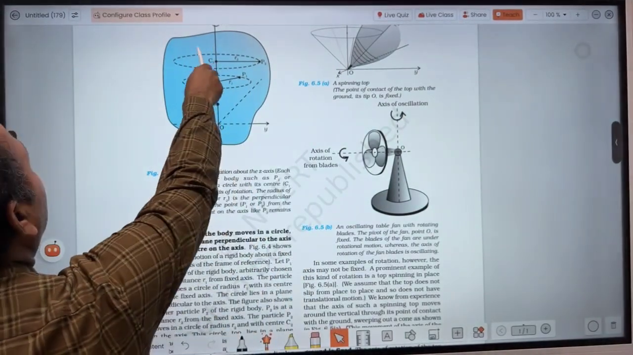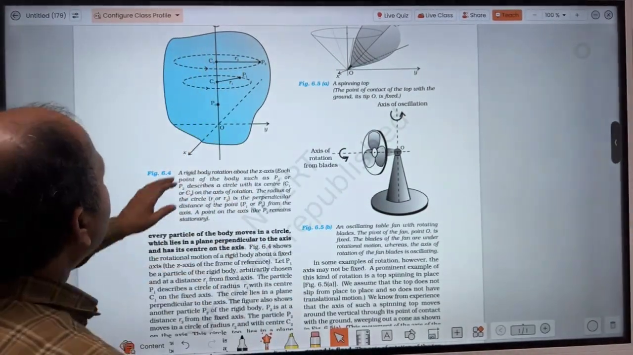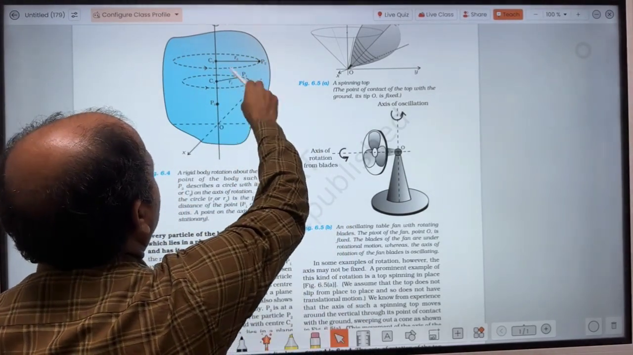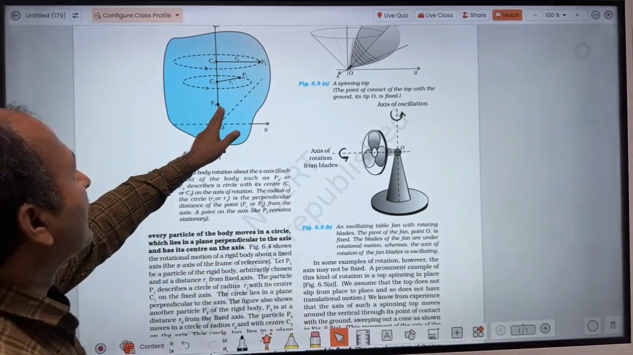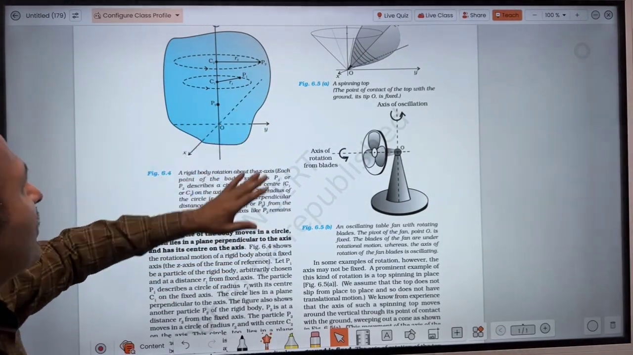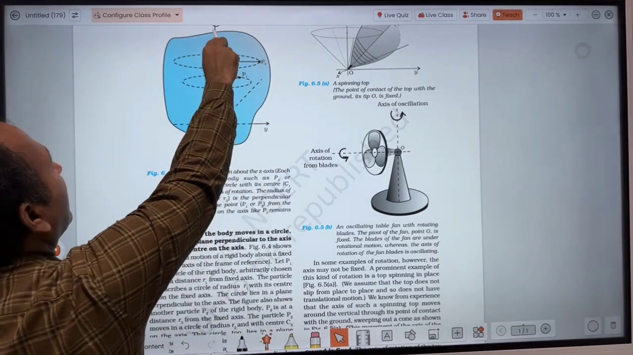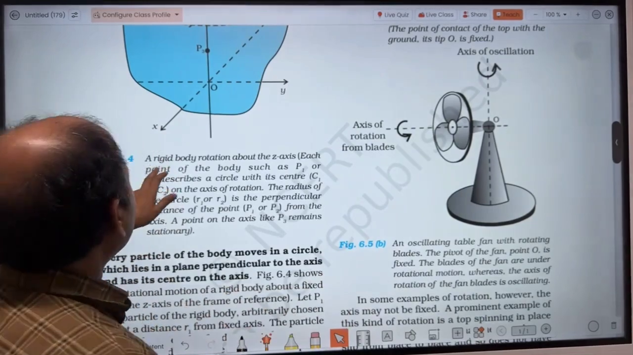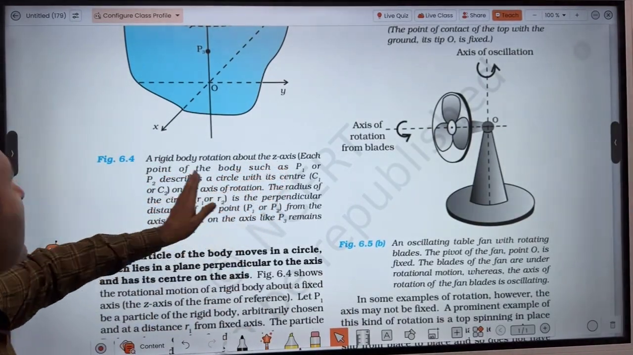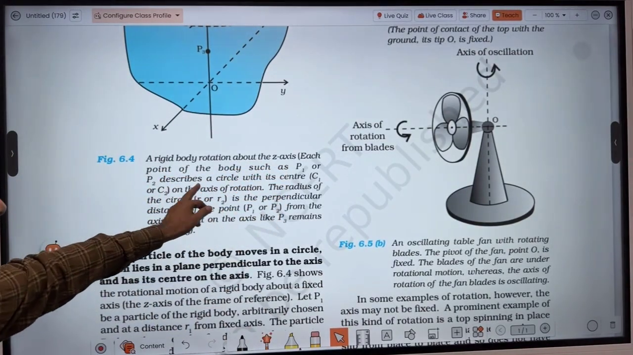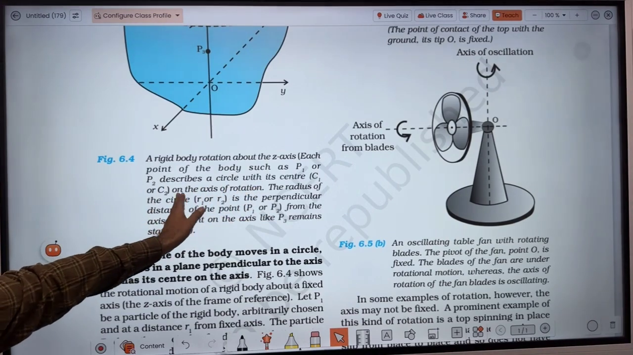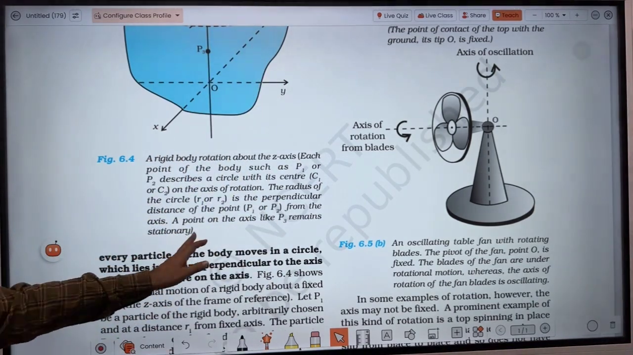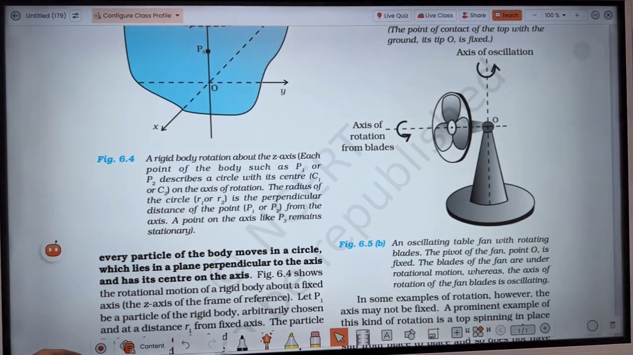Here this is one body which is rotating about a fixed axis. There is one particle which is describing this circle. There is another particle which is describing this circle. There is one particle here which is on the axis, so it will remain stationary. So this is the axis of rotation. If you read it here, in a rigid body rotating about the z-axis, each point of the body such as P1, P2 describes a circle with its center C1 or C2. It depends. Suppose the axis of rotation becomes this, then the body will start moving like this. So different radii will be there.